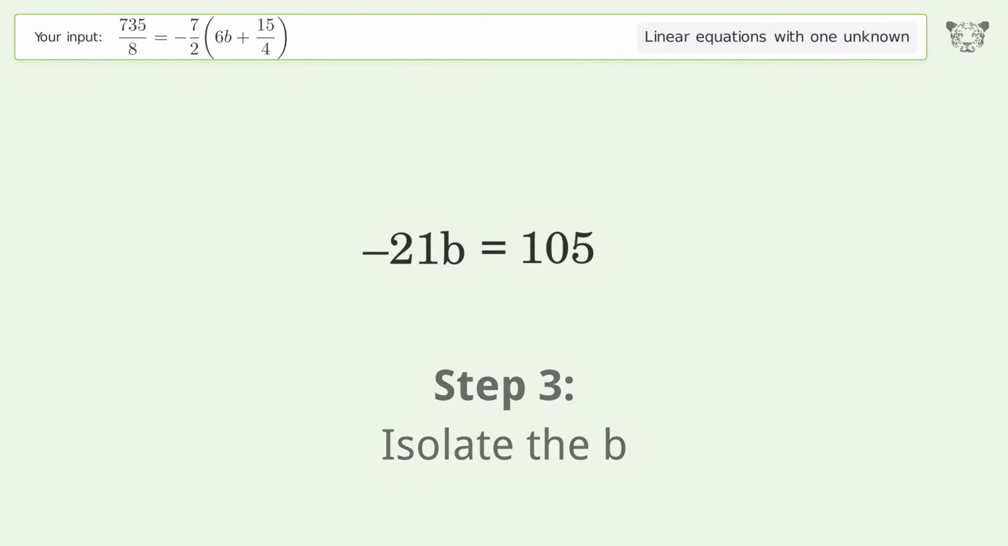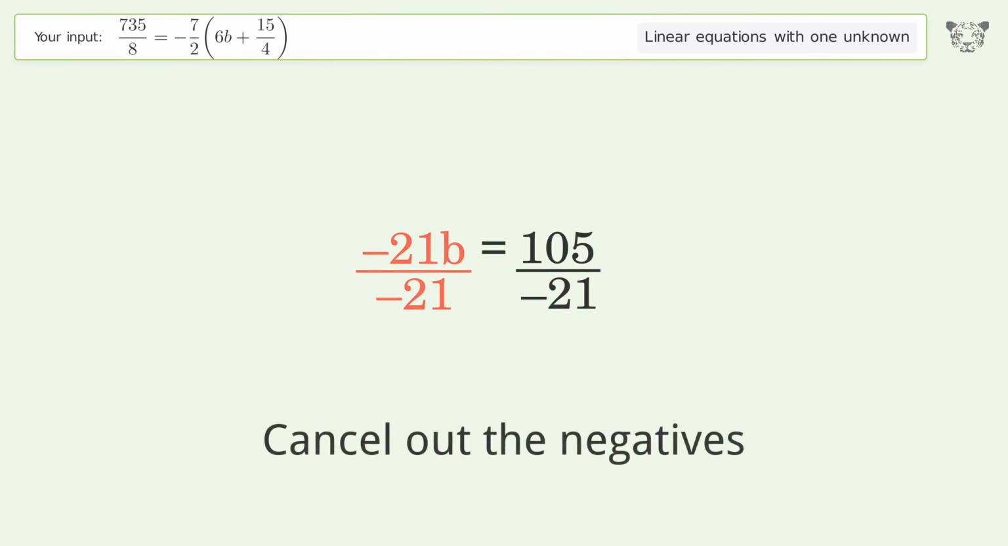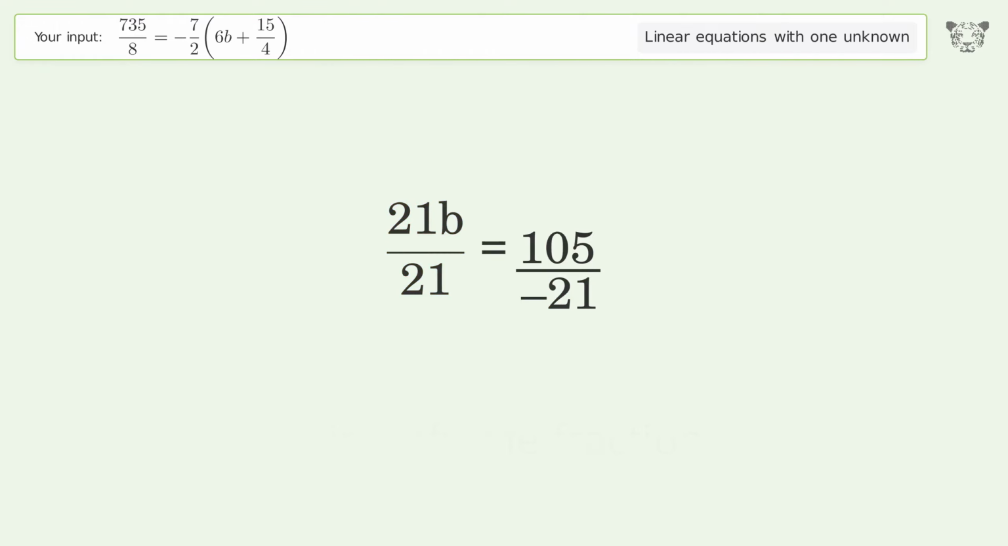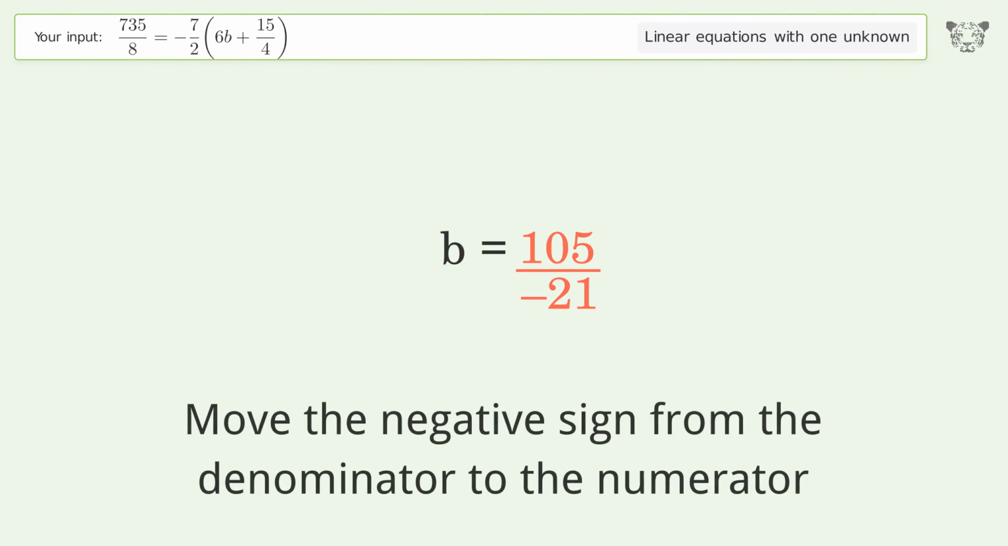Isolate the b. Divide both sides by -21. Cancel out the negatives. Simplify the fraction. Move the negative sign from the denominator to the numerator.